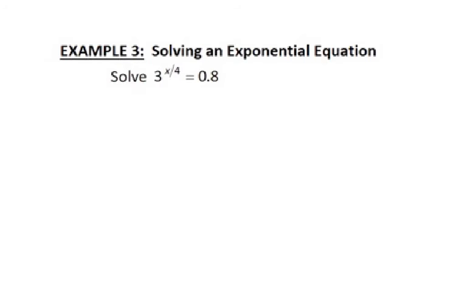The next one is solving an exponential equation. So more of the same. We have 3 to the x over 4 equals 0.8. Again, I want to drop the variable down. I don't want it to be an exponent anymore, so I'm going to take the log base 3 of both sides.